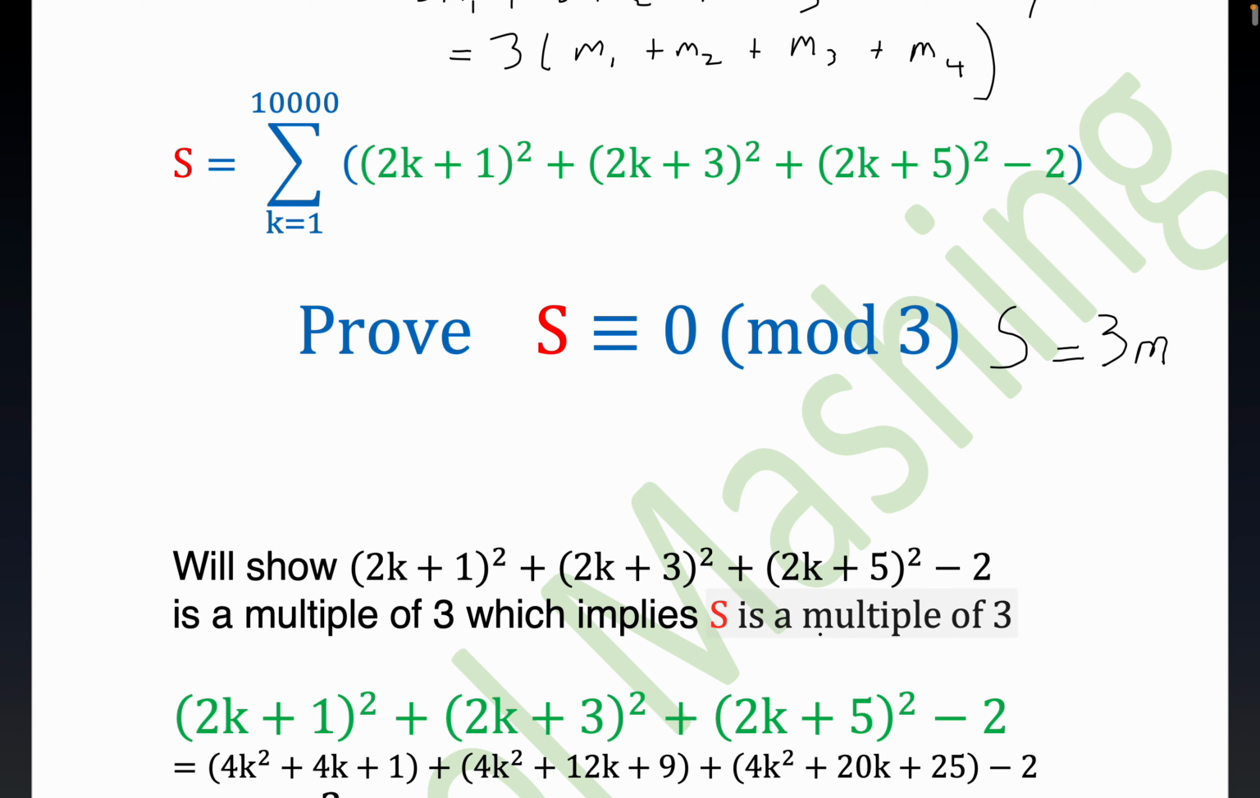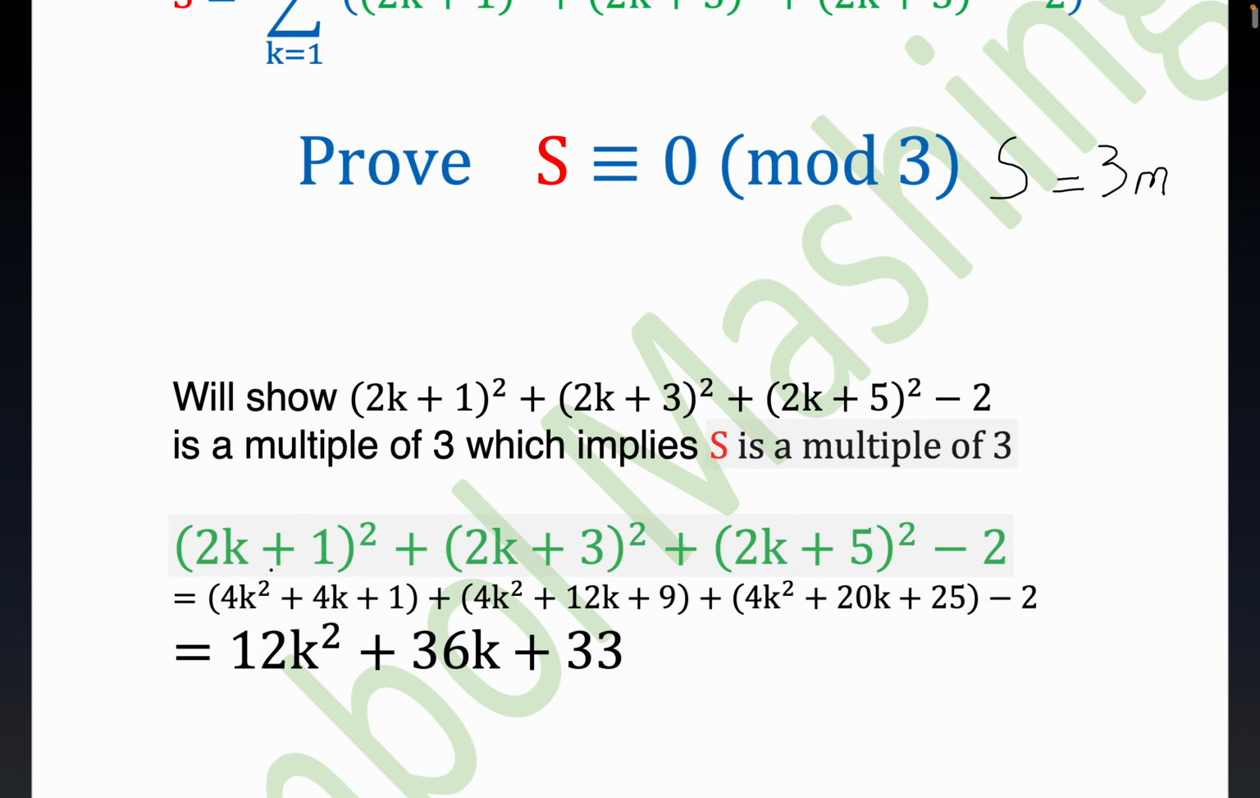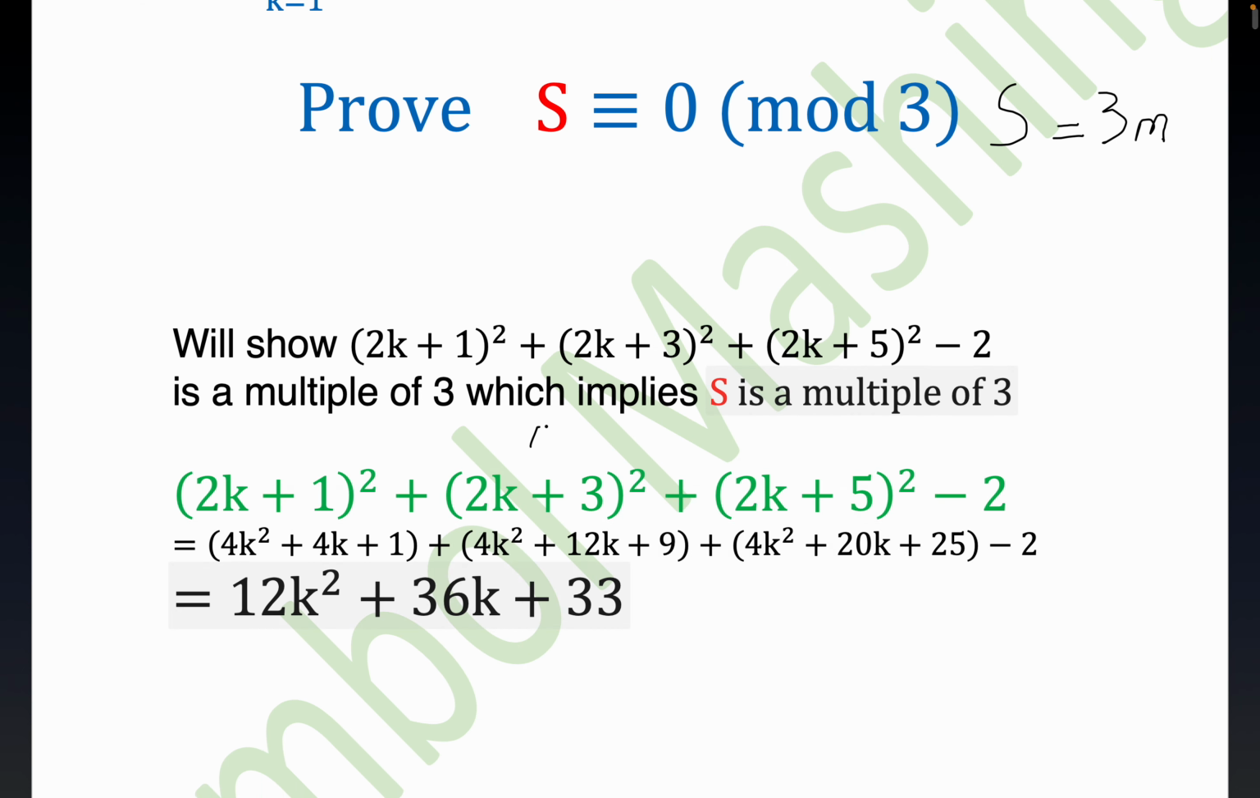Now, this is all just a bunch of work. It's very straightforward, tedious, albeit error-prone, but (2k plus 1) quantity squared. This is the (a plus b) quantity squared result used twice, along with the difference of two squares identity, quite common in an algebra class.